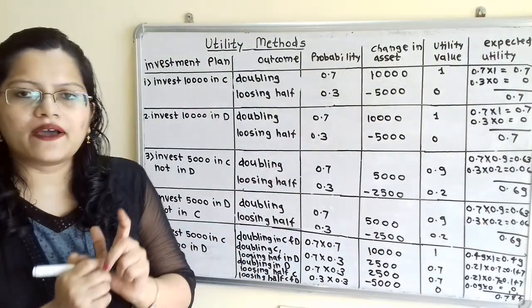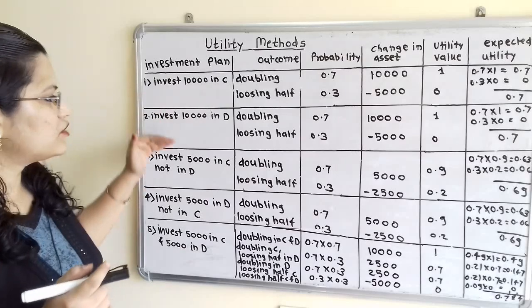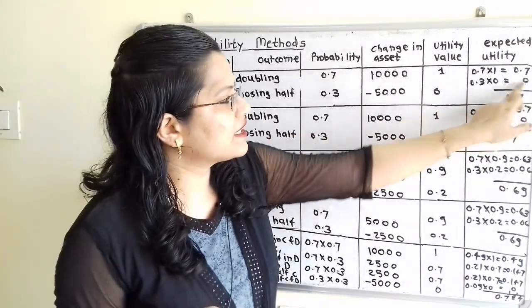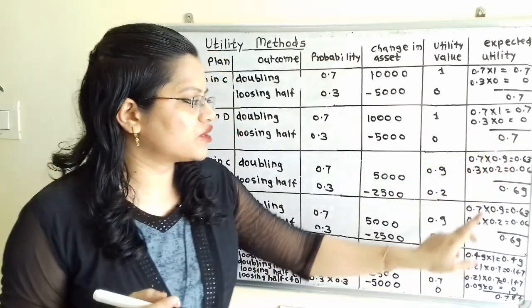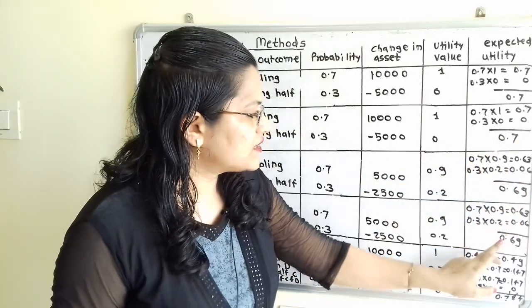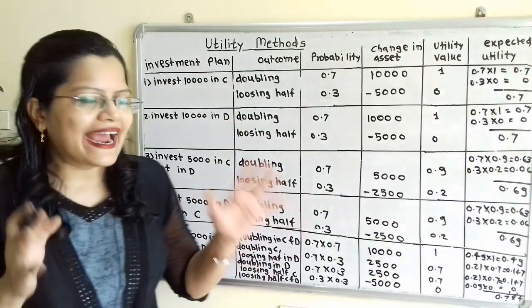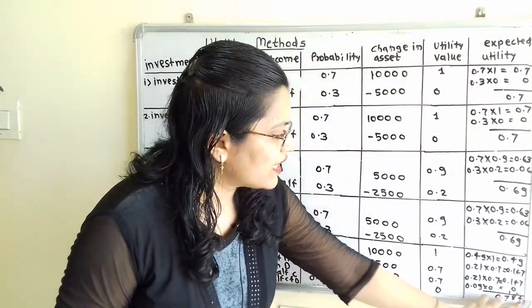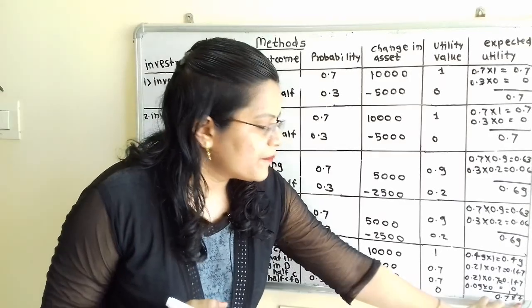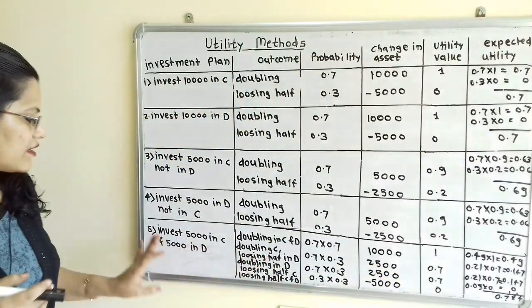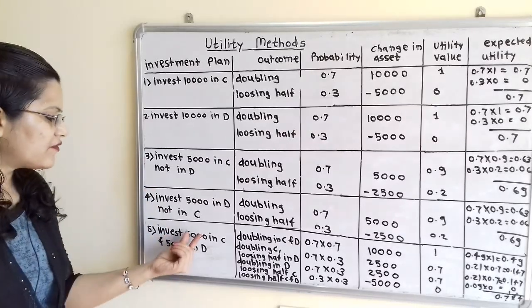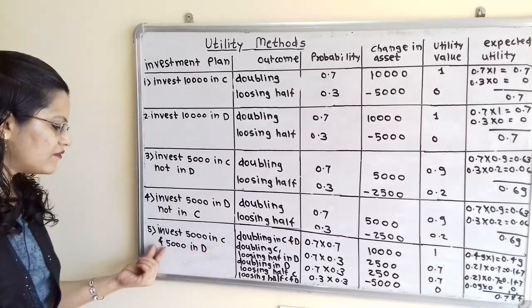Now we will compare the expected utility for each of the alternatives. For the first alternative, expected utility is 0.7, here also 0.7, it is 0.69, 0.69, and the maximum expected utility is 0.784. So we will select this last alternative, that is the businessman should invest 5,000 in company C and 5,000 in company D.